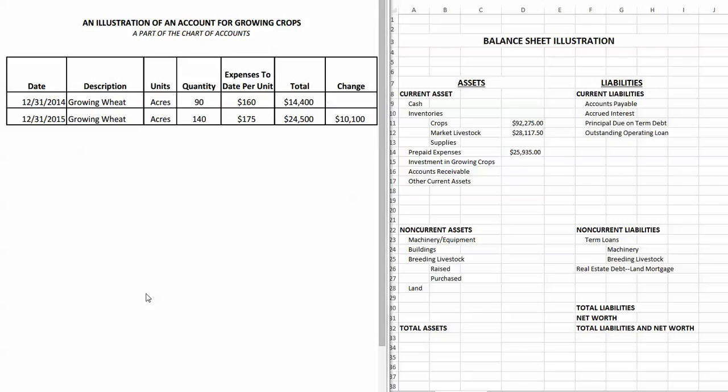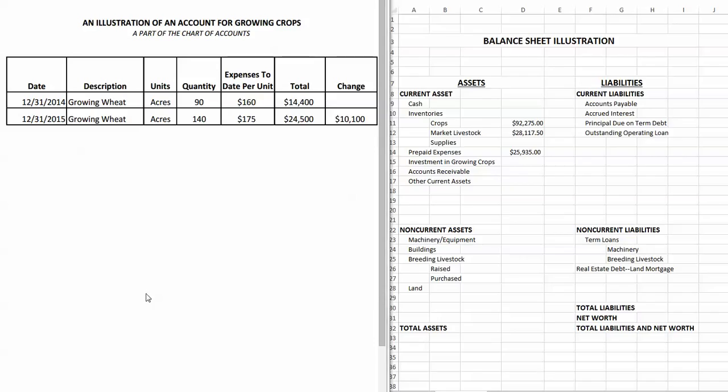This illustration is going to discuss the value of growing crops and how it is linked on the balance sheet. Remember from our discussion of chart of accounts, a growing crop is any crop that's in the field at the end of the fiscal year. So what happens is you do not value that at what you think it's going to yield and what you can sell it for, because that's still uncertain.